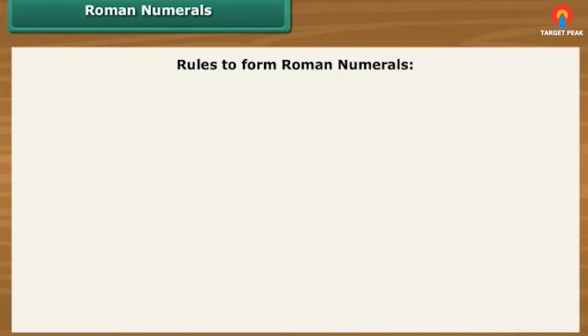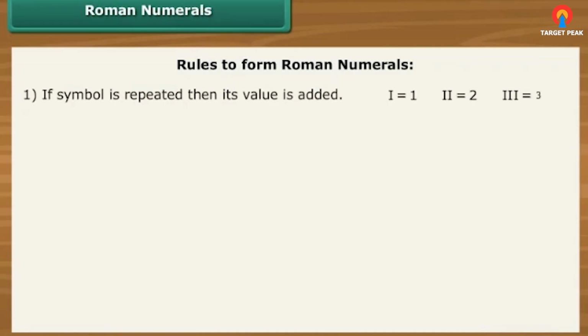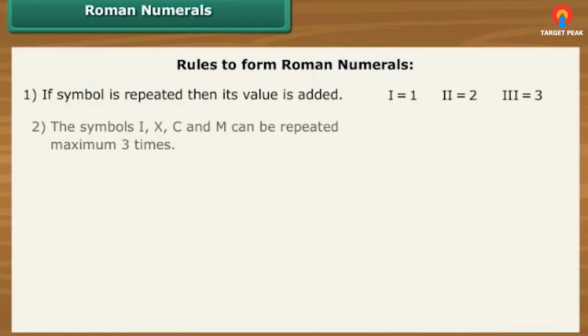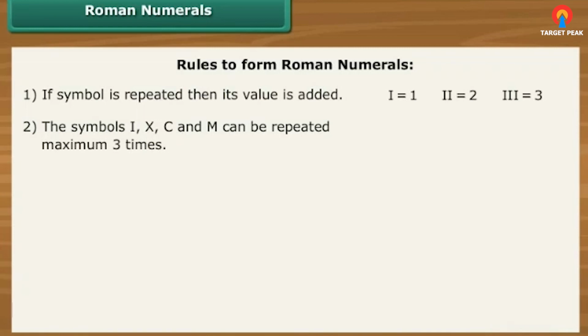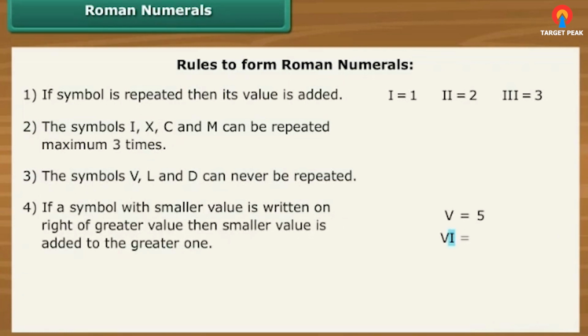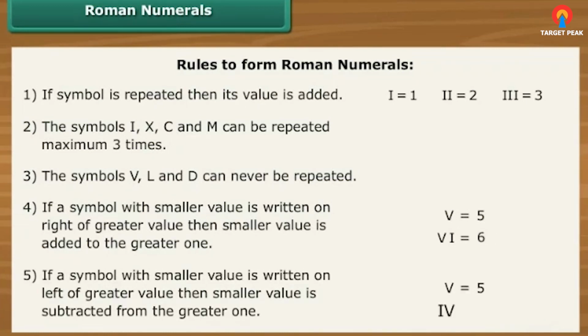There are certain rules to form Roman numerals. They are: 1. If a symbol is repeated, then its value is added. 2. The symbols I, X, C and M can be repeated a maximum of 3 times. 3. The symbols V, L and D can never be repeated. 4. If a symbol with smaller value is written on the right of a greater value, then the smaller value is added to the greater one. 5. If a symbol with smaller value is written on the left of a greater value, then the smaller value is subtracted from the greater one.